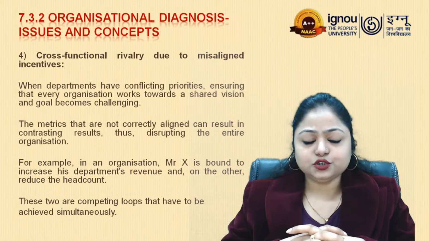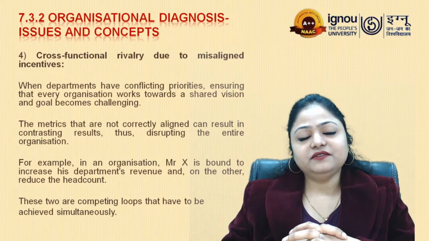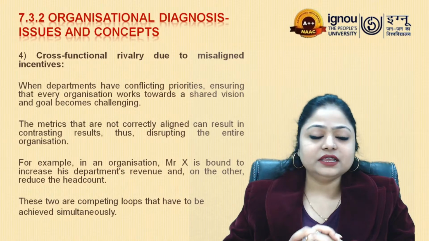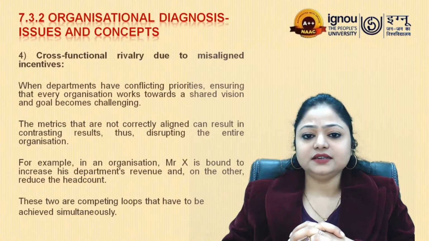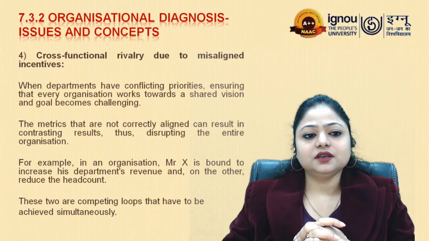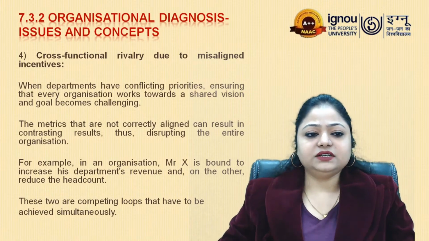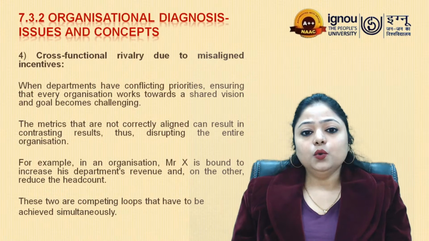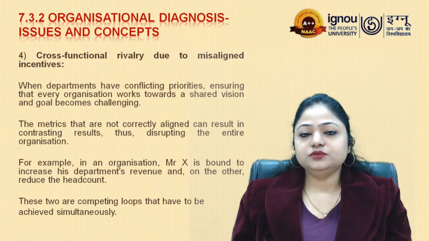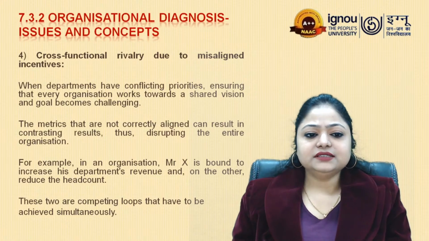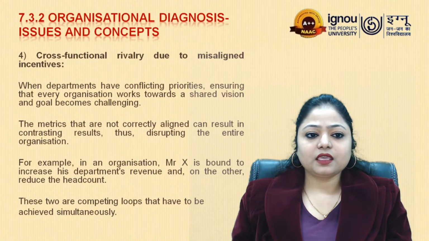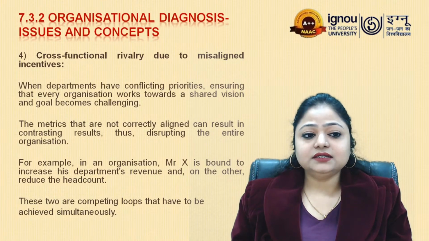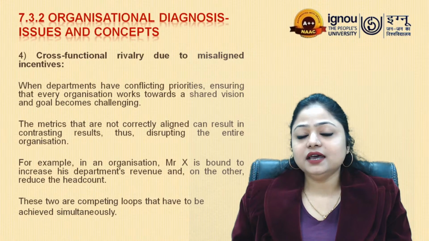Then there is another issue which is found whenever there is an organizational diagnosis of the overall design, which is cross-functional rivalry due to misaligned incentives. When departments have conflicting priorities, ensuring that every organization works toward a shared vision and goals becomes challenging. So the metrics that are not correctly aligned within these cross-functional departments can result in contrasting results, thus disrupting the entire organization.